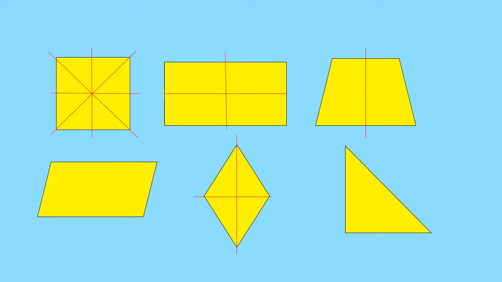So the red lines on this slide represent lines of symmetry. As you can see, the square has 4 lines of symmetry, so the shape we're looking for can't be a square. The trapezium and the parallelogram don't fit the description either, but both the rhombus and the rectangle have 2 lines of symmetry, so the shape could be either a rhombus or a rectangle.